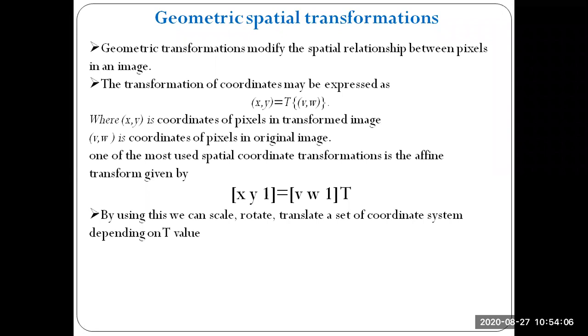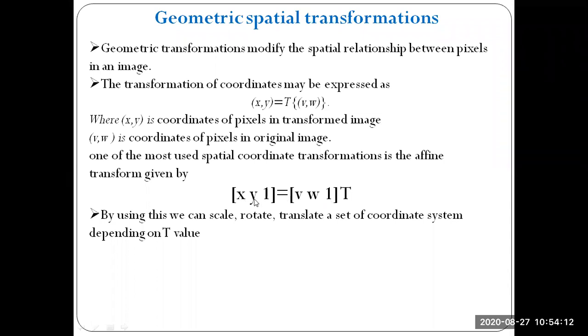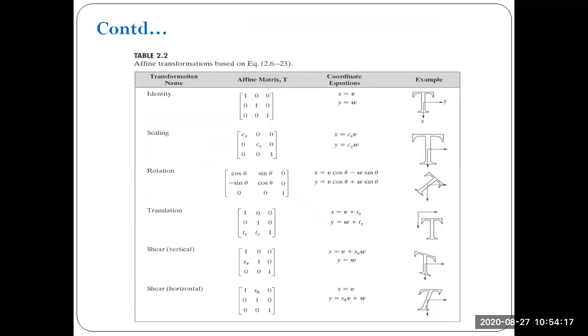So your input image is v, w, 1. Here one value is highlighting, white image. And here also the same x, y, 1. Okay, here I am showing the example table. Let us consider here, what is the table?